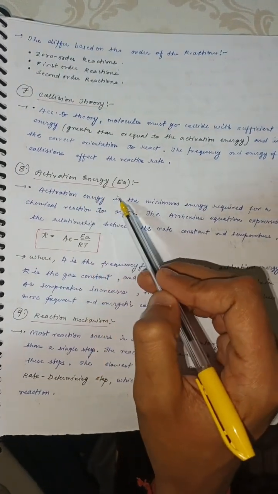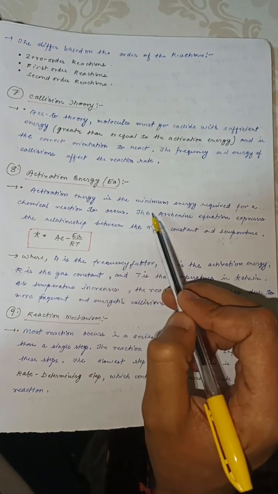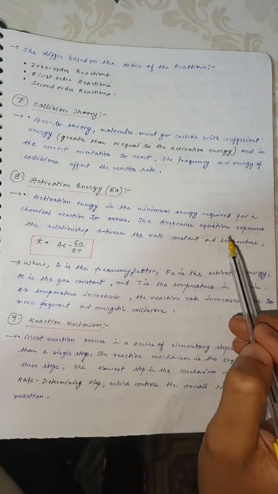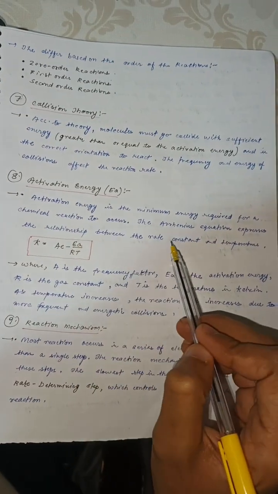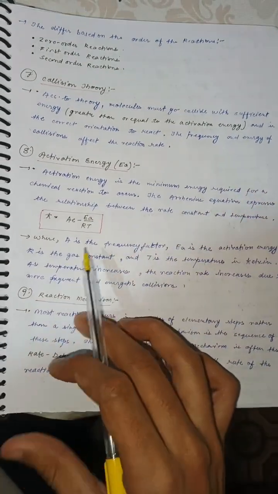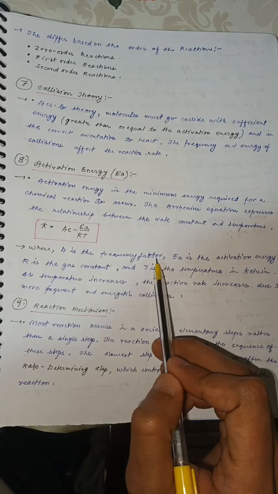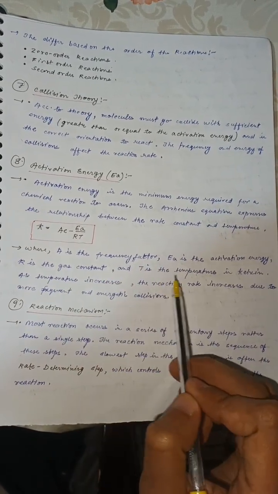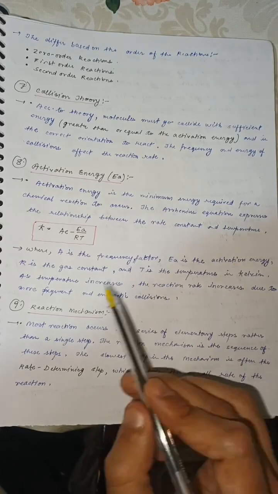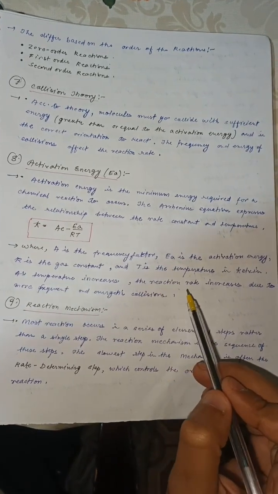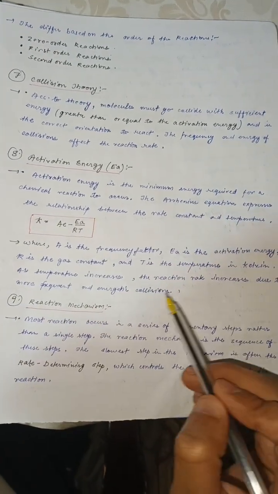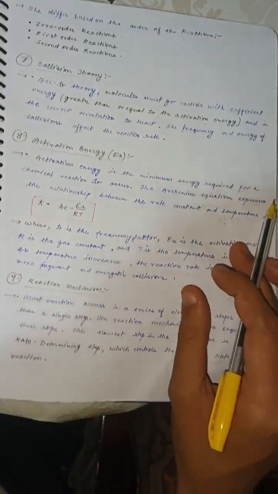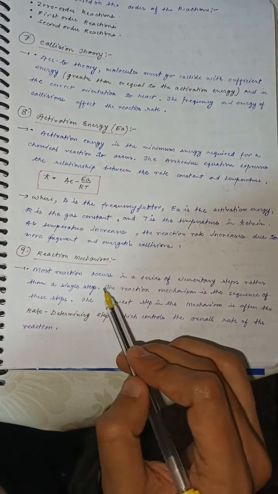Eighth one is activation energy. Activation energy is the minimum energy required for a chemical reaction to occur. The Arrhenius equation expresses the relationship between the rate constant and temperature, where A is the frequency factor, Ea is the activation energy, R is the gas constant, and T is the temperature in Kelvin. As temperature increases, the reaction rate also increases due to more frequent and energetic collisions. Here is the formula.